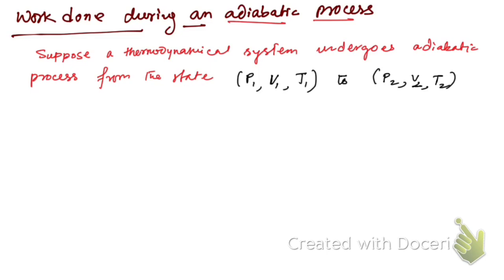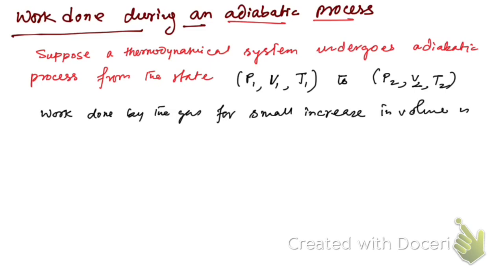Now work done by the gas for a small increase in volume is given by dW is equal to PdV, pressure into change in volume.